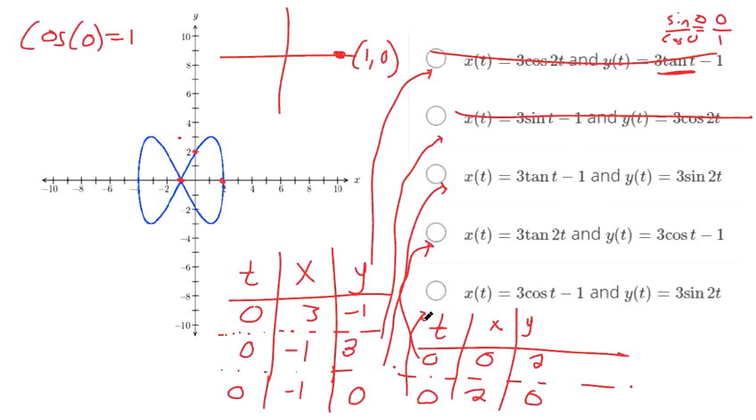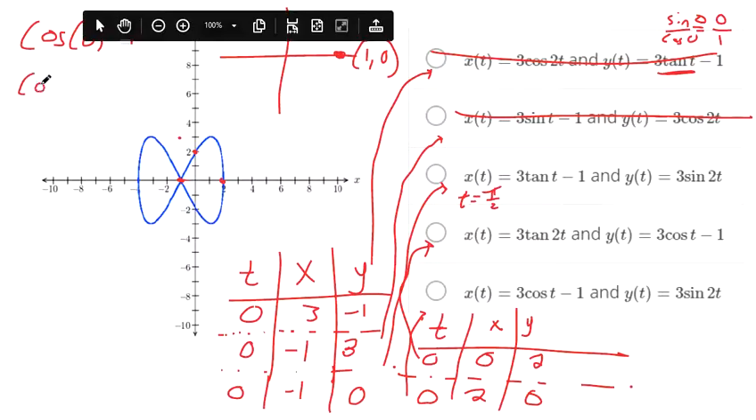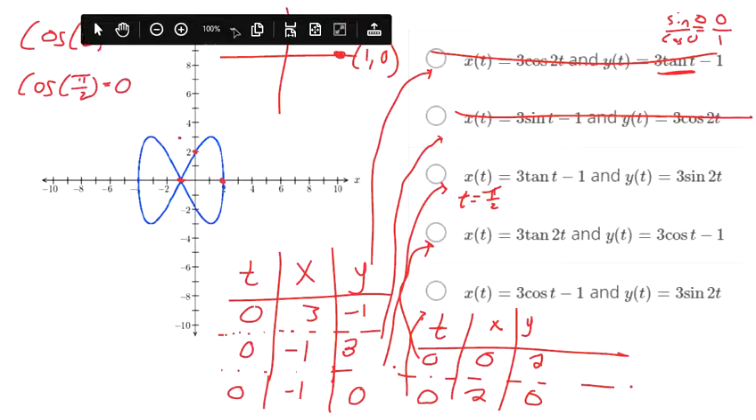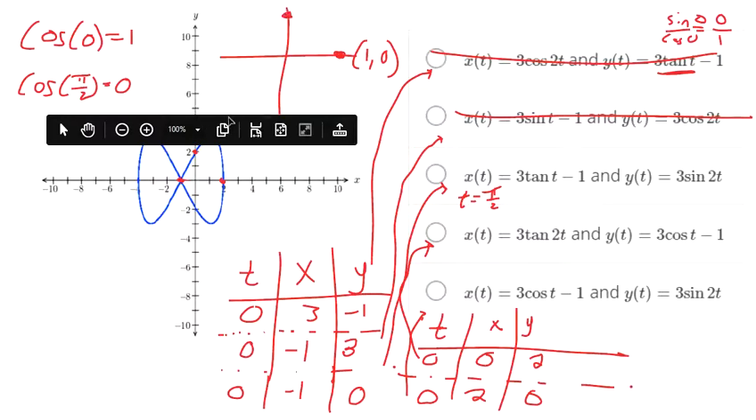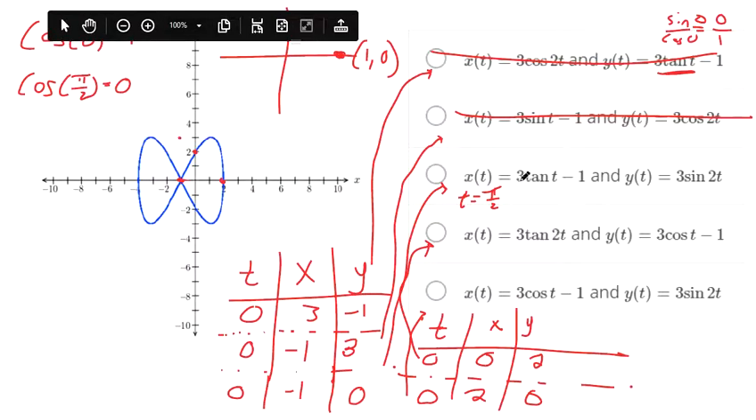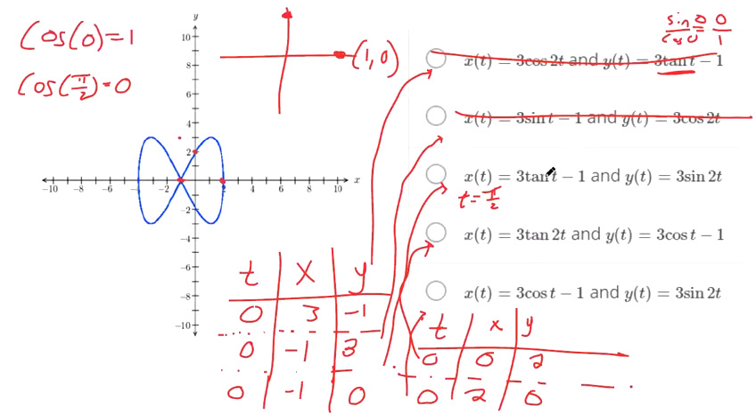Other easy points to plug in. Try plugging in pi, or maybe pi over 2. Let's try plugging in t equals pi over 2. Remember, cosine of pi over 2 is 0, because on the unit circle that's 90 degrees. The x-coordinate is 0. So if we plug in pi over 2 here, this is sine over cosine. Sine pi over 2 is 1. Cosine pi over 2 is 0, so that's undefined. So pi over 2 isn't going to work for this one because it doesn't give us defined values.